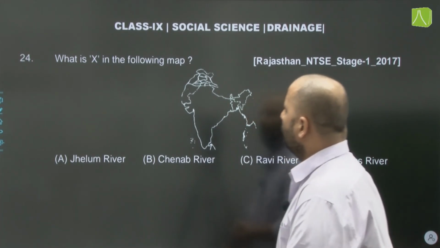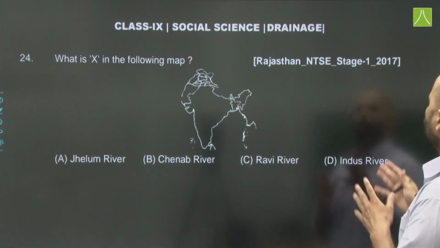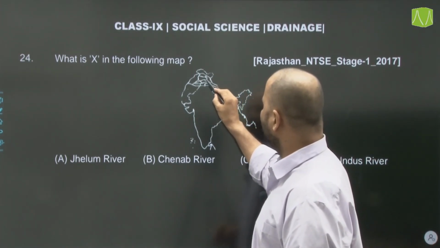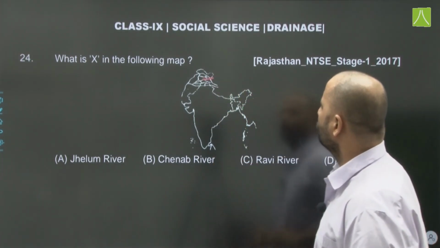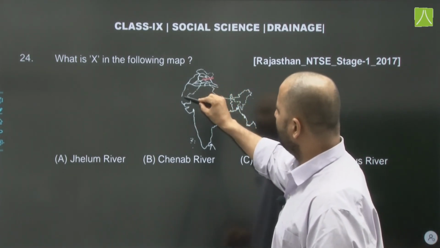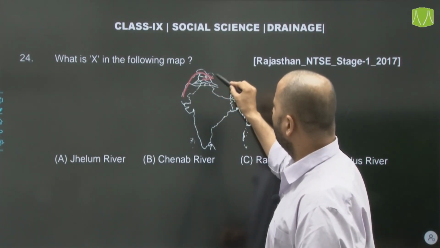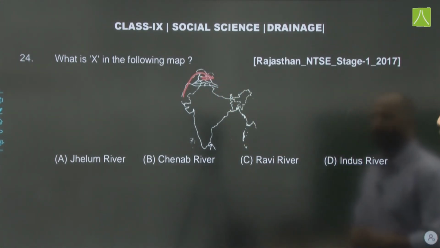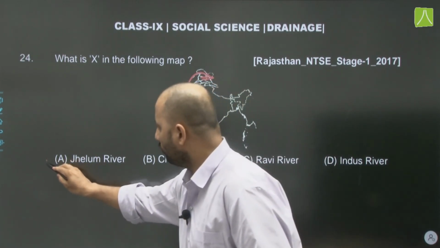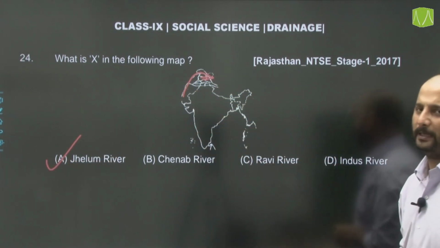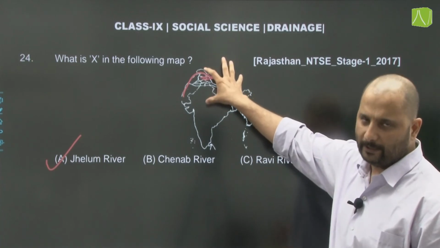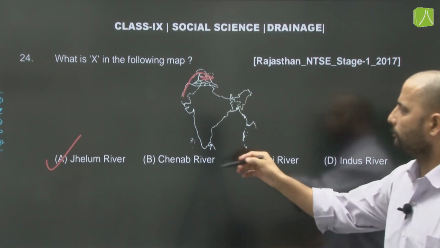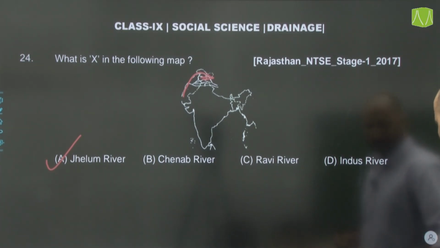What is X in the following map? From Rajasthan NTSE Stage 1, 2017 question. Now if you see clearly here, X is mentioned here and the first one is representing your river Indus and just below that is river Jhelum. So option number A here will be our correct answer. It is a drainage basin given of the Indus river system and out of that X is marked on Jhelum river. So option number A here will be our correct answer.